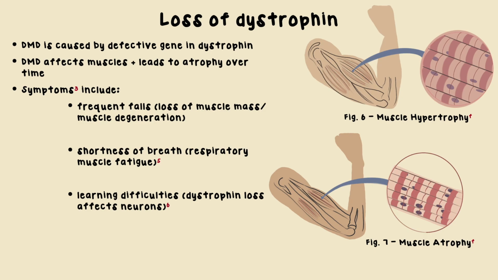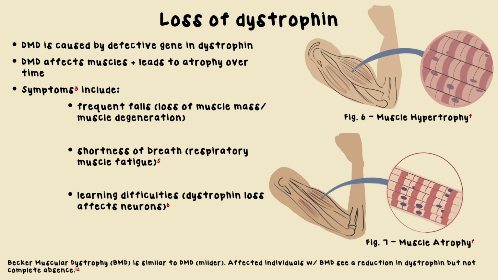Common symptoms of DMD include frequent falls, which is caused by a loss of muscle mass and the gradual degeneration of muscle tissue, shortness of breath, which is caused by the respiratory muscle fatigue, and learning difficulties, since a lack of dystrophin negatively affects neuron function.